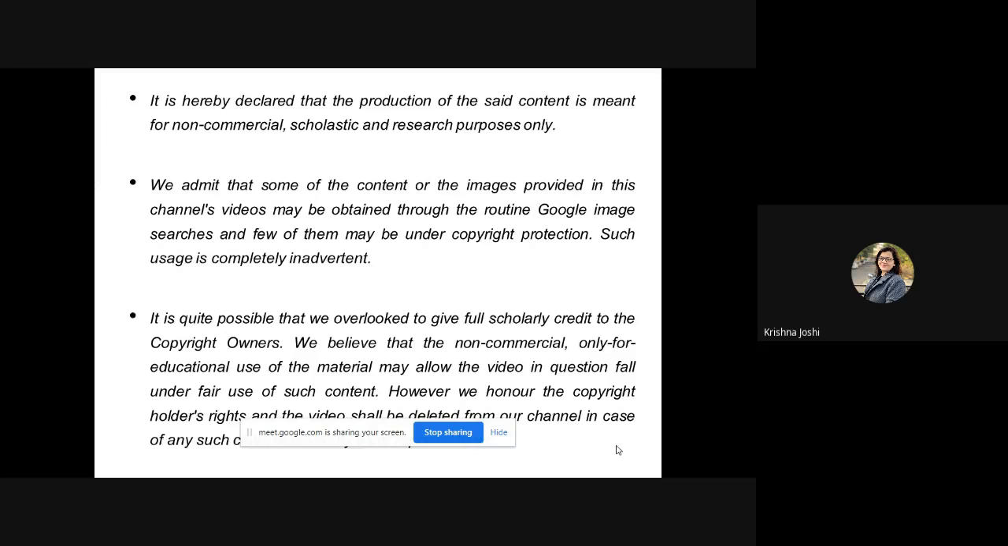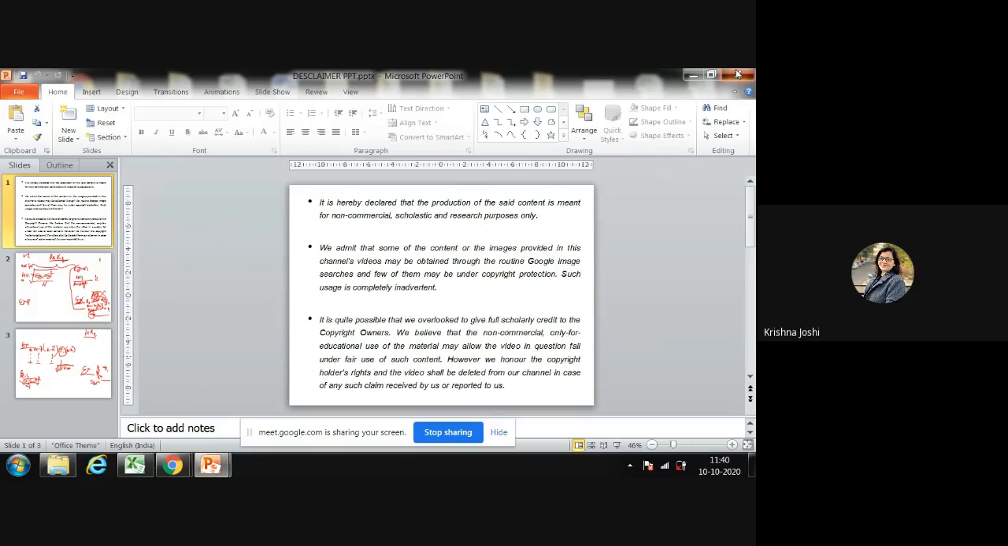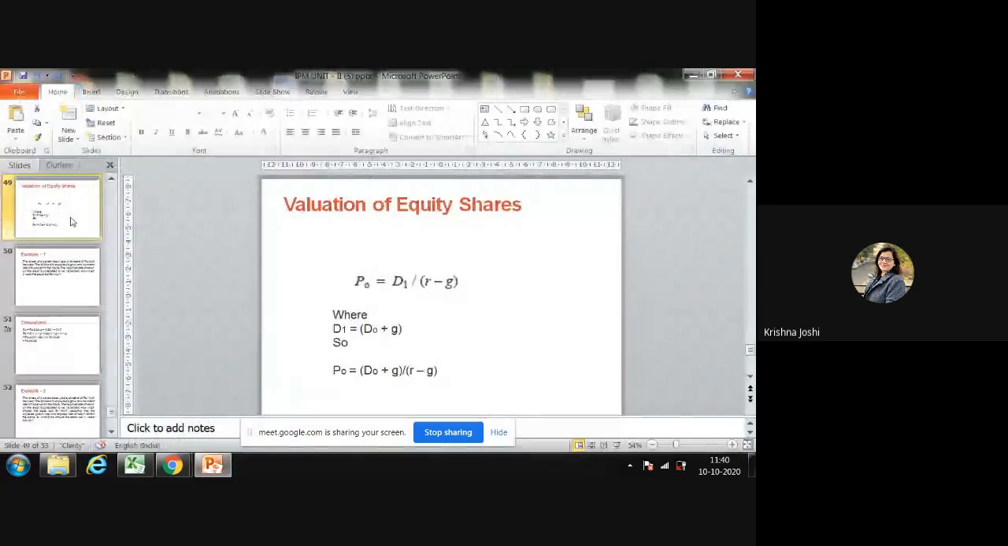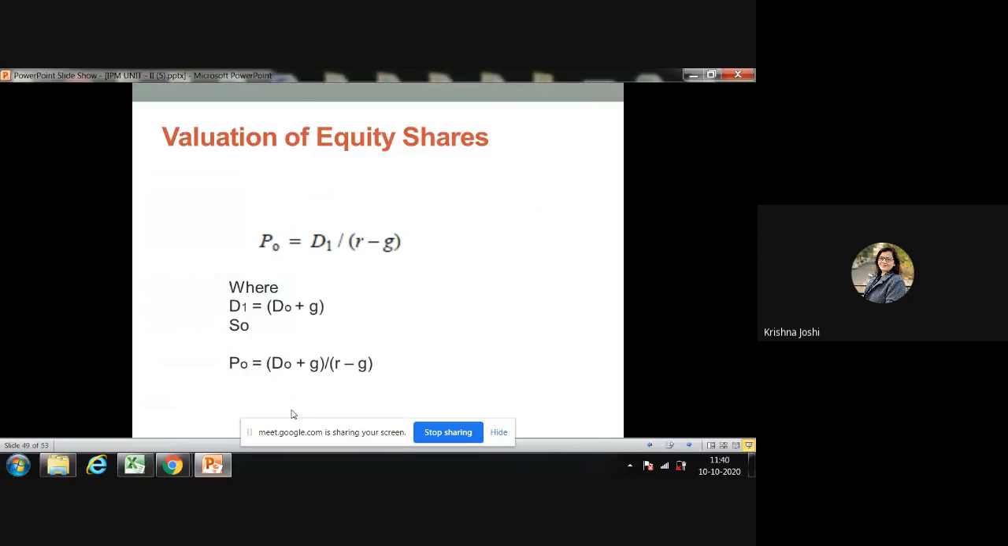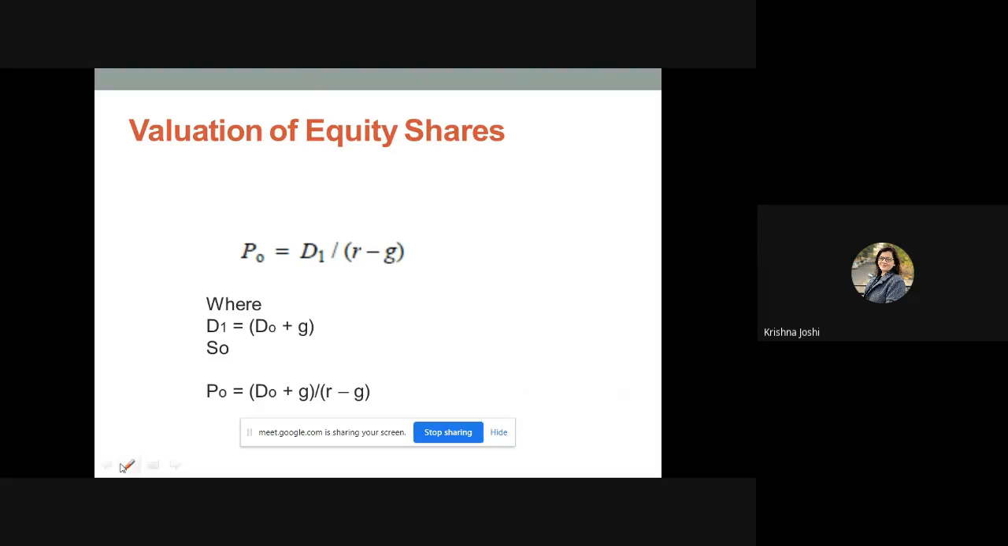Now you must be knowing that there are different methods to value equity, but what we will understand today is the valuation of equity in the dividend growth model. As per the dividend growth model, the formula is D1 upon R minus G. Now here, D1 is what? D1 is the next dividend.